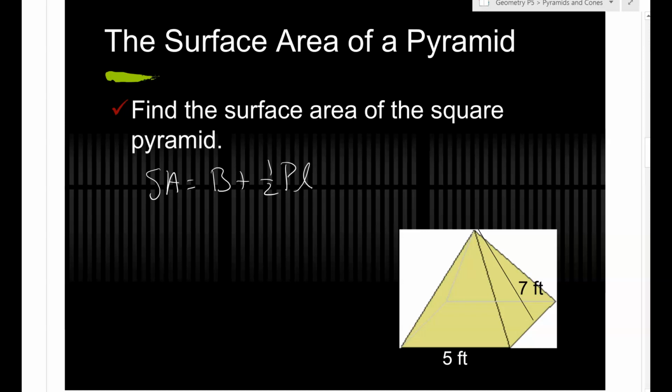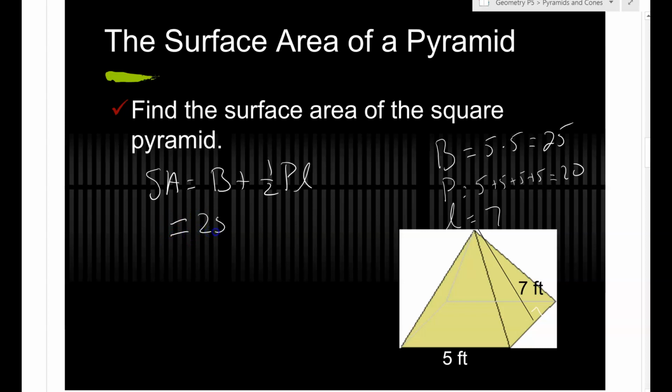Okay, so the first thing we need to find is the area of the base. Well, if it's a square, all sides are 5. So you're going to go 5 times 5, or 25. Okay, P is the perimeter of the base. Well, they're all 5. So 5 plus 5 plus 5 plus 5 is going to be 20. All right, and then L you can see is given to you. It's this little thing here. There's a little right angle there usually. L is going to be 7. All right, so then we just have to plug in.